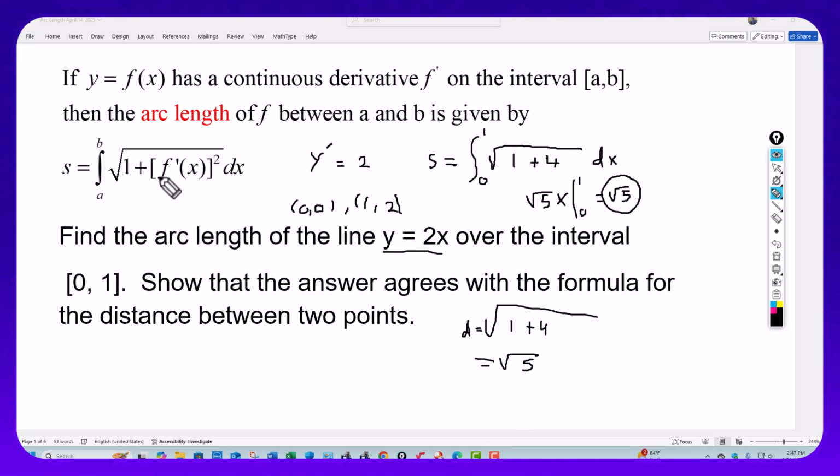Again, for this one, you don't need to use this formula. It's not needed. You have a distance formula. But we'll have some more interesting problems where the distance formula between 2 points is not going to work. We'll have to use this formula here.